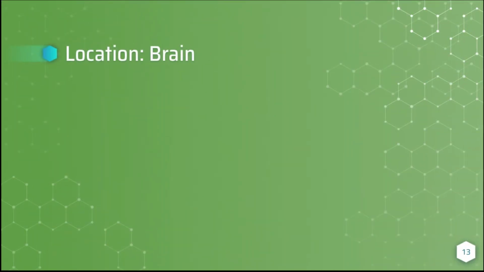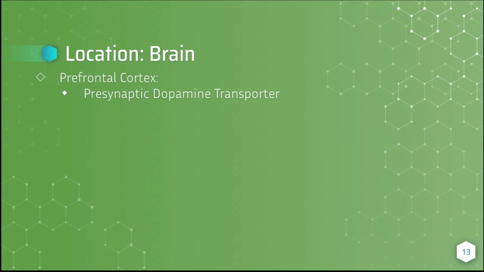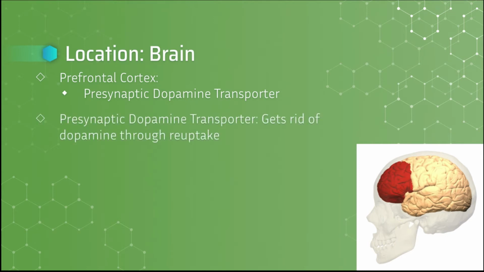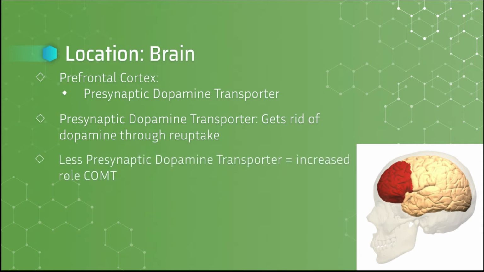Within the forebrain, COMT plays an exceptionally important role in the prefrontal cortex, shown here in the diagram. This is because there's less of a specific transporter called the presynaptic dopamine transporter in the forebrain compared to other regions. Like catechol-O-methyltransferase, the presynaptic dopamine transporter's function is to get rid of dopamine from the synaptic cleft, though it gets rid of dopamine using a different pathway called reuptake. Because of the decreased number of presynaptic dopamine transporters in the prefrontal cortex, it means that COMT will have to play a heightened role in that area.